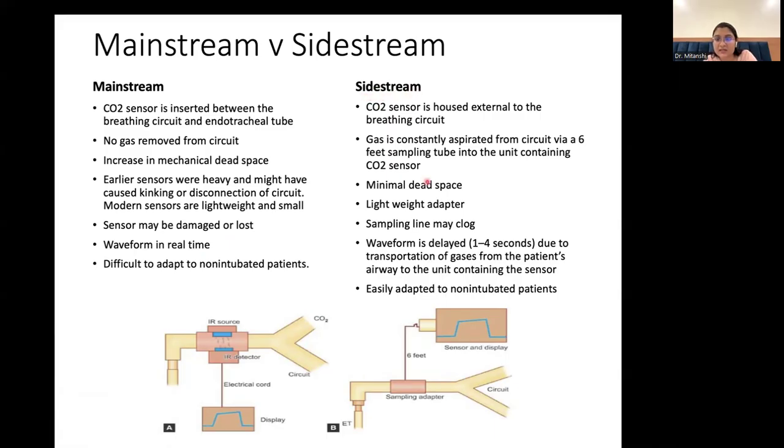The side stream setup consists of attaching a 6 feet monitoring line, which is attached to a sampling adapter between your ET tube and the circuit. The CO2 sensor here is constantly aspirating gases from your circuit and showing you a real-time capnograph. But it has a delay of 1 to 4 seconds, and that is why it is not as real time as a mainstream CO2 sensor, and it is easily adapted to a non-intubated patient.